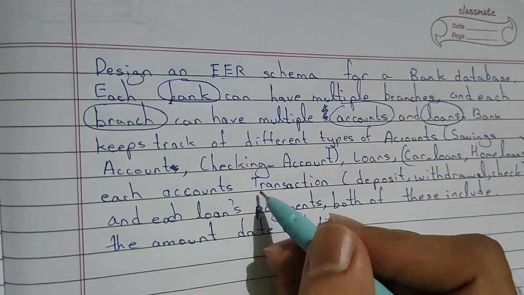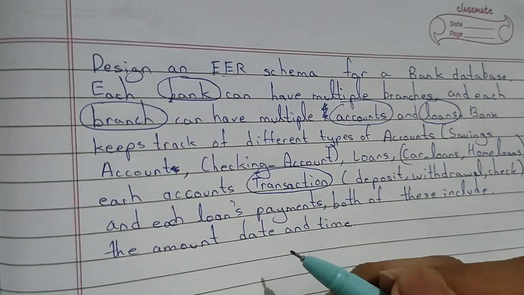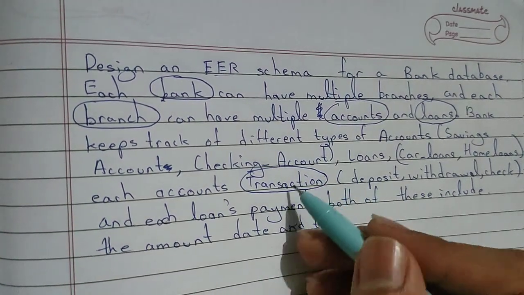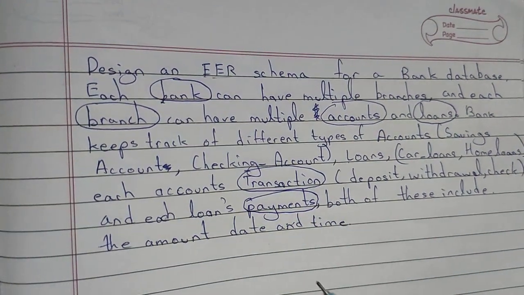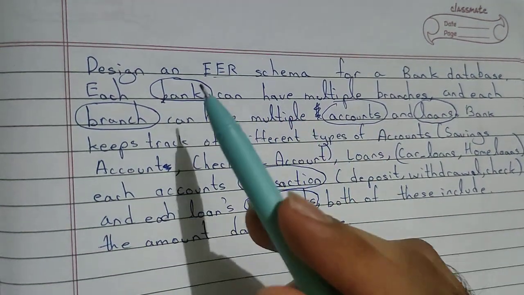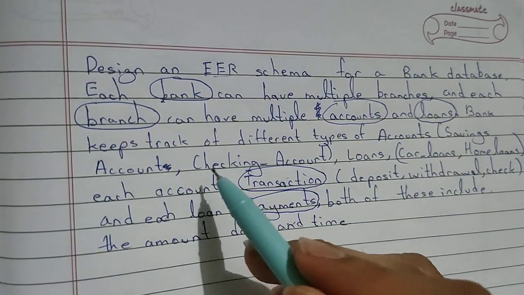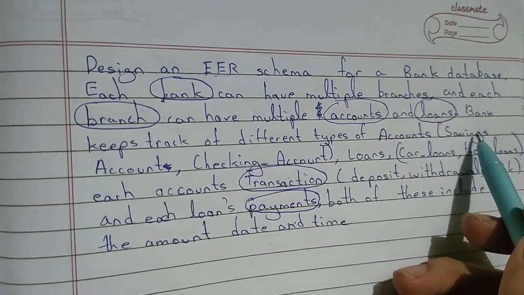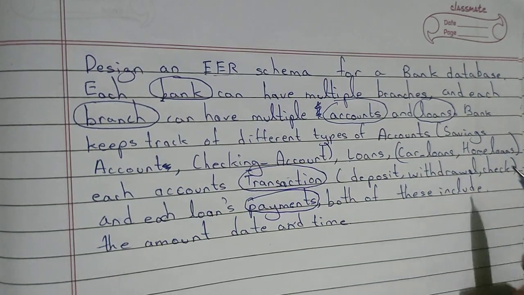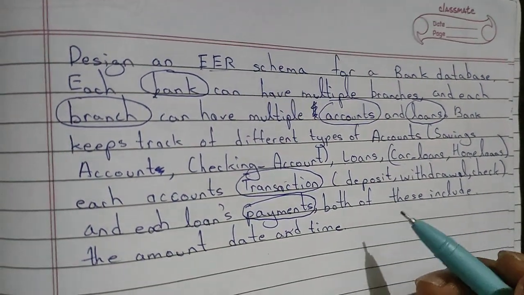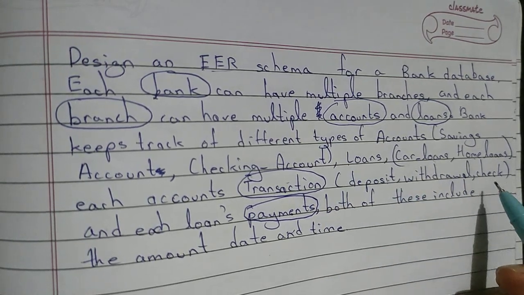And now each account will have its own transactions. So for transactions we'll need a separate table. Then we have each loan's payments, no? So we'll have another table for payments. So at the very least, we'll have 6 entities. And then for accounts, we'll have two subclasses, that is savings account and checking account. And for loans, we'll have car loans and home loans, okay? And even in transaction, we can have either a deposit, a withdrawal, or a check.